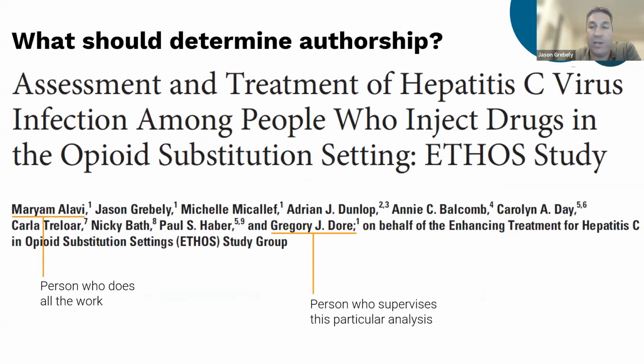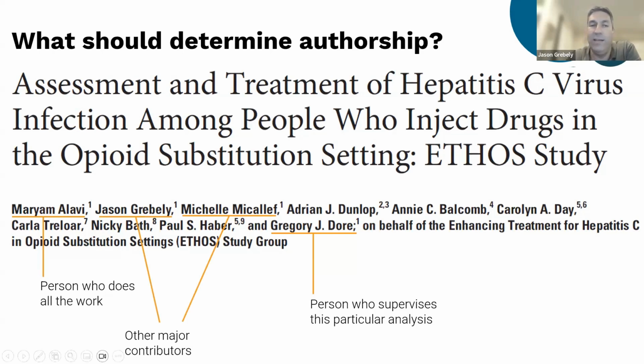The last author, again, is reasonably clear. It's the person who supervises this particular analysis, working very closely with the first author to provide leadership and mentorship to get this work done. The second, third and fourth authors are other major contributors. But after that, honestly, personally, I really don't care in terms of authorship order. Though some people do care, and there is symbolism in there.